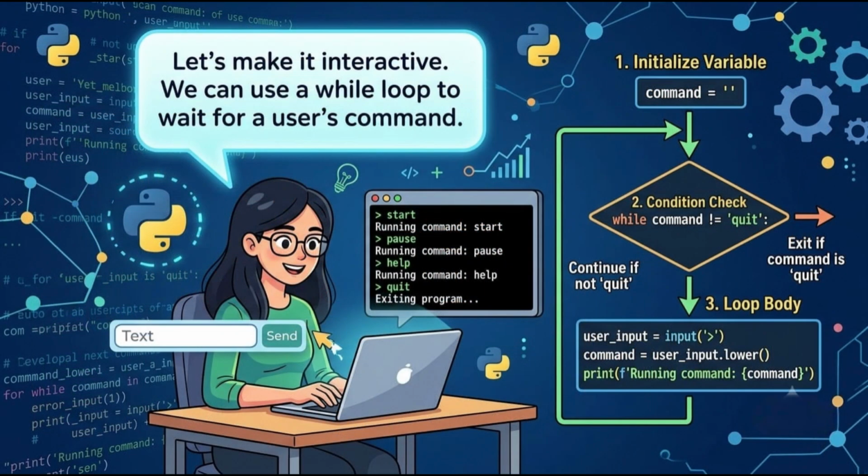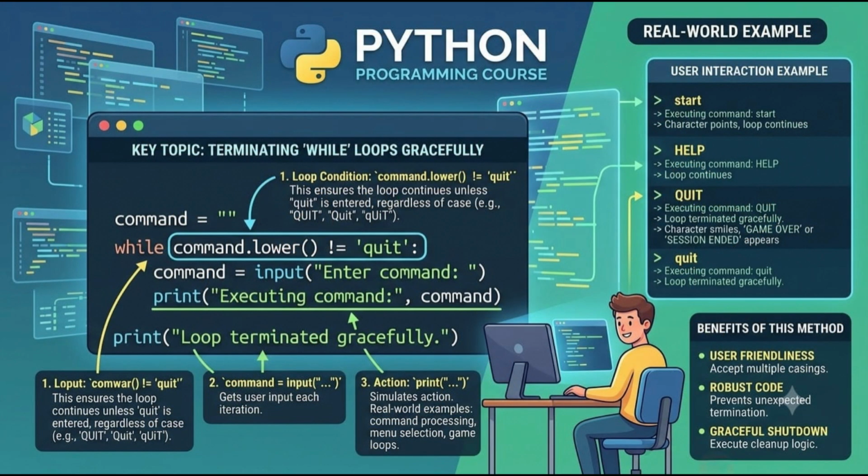Let's make it interactive. We can use a while loop to wait for a user's command. Let's create a variable command equals an empty string. We'll loop until the user types quit. Right, while command dot lower not equals quit colon. Inside, we'll ask for input. This ensures that even if the user types quit in caps, the loop recognizes it and terminates gracefully.